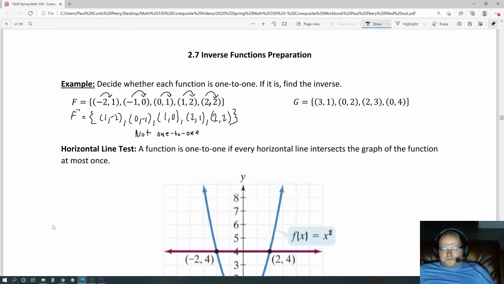Okay, cool. So let's try the other one. And you can do it visually. Again, we'll just confirm this is a function. 3 to 1, check. 0 to 2, 2 to 3, 0 to 4.